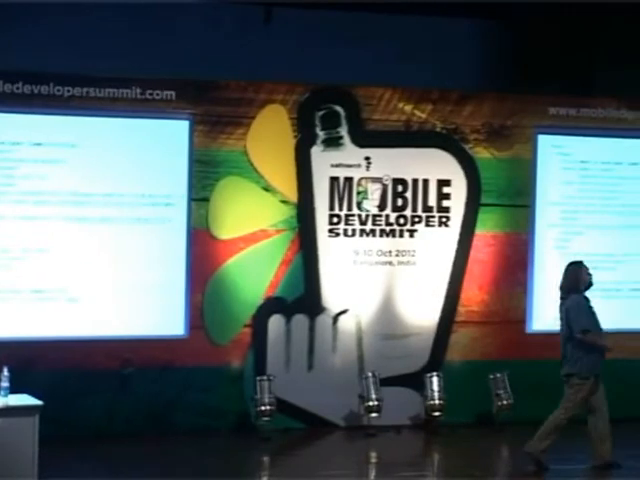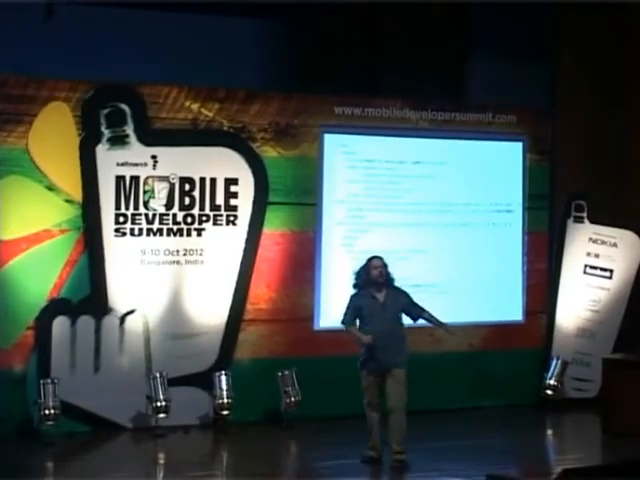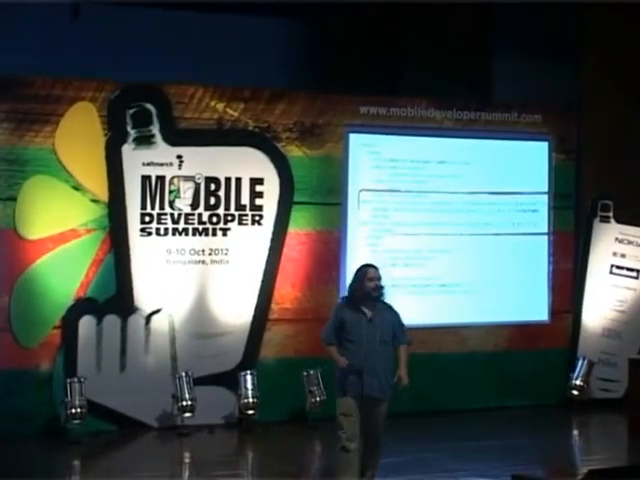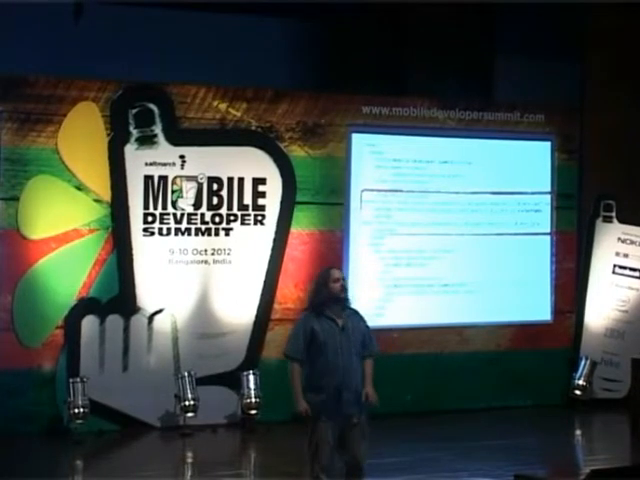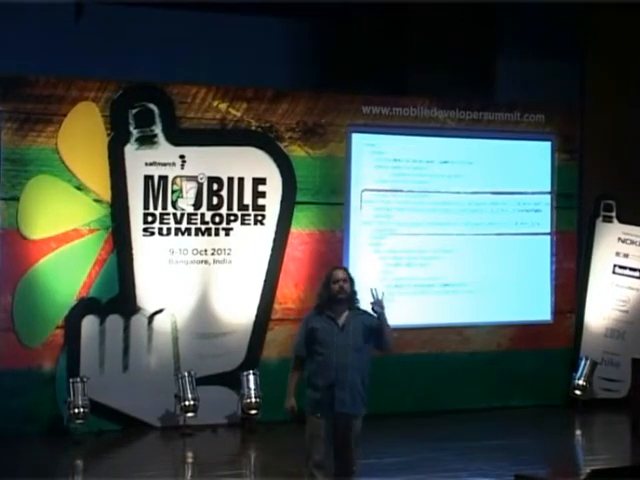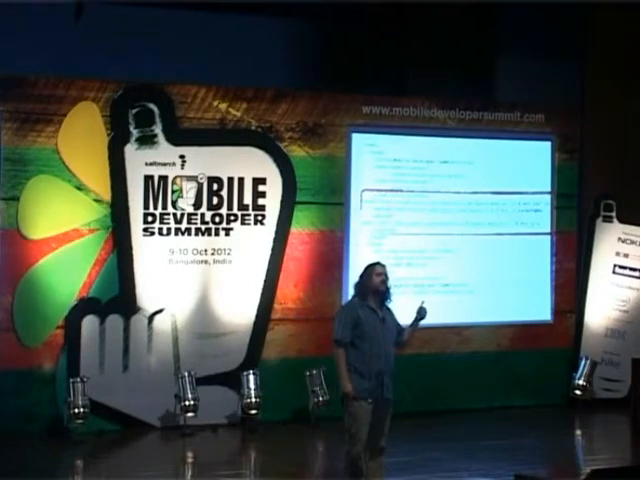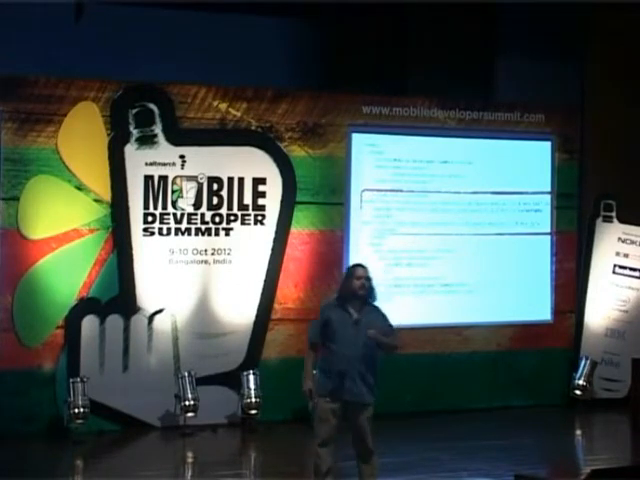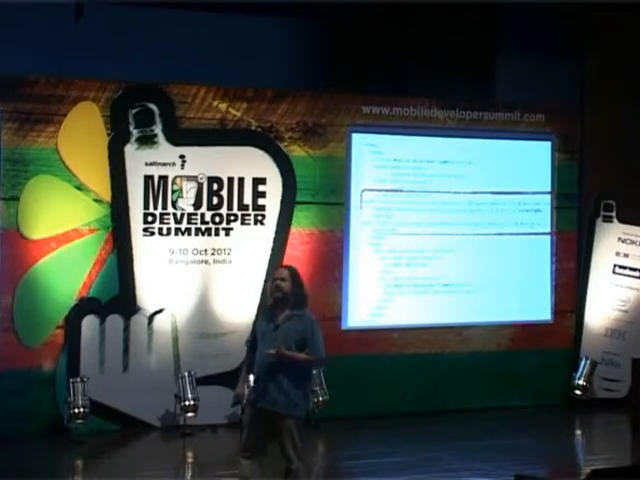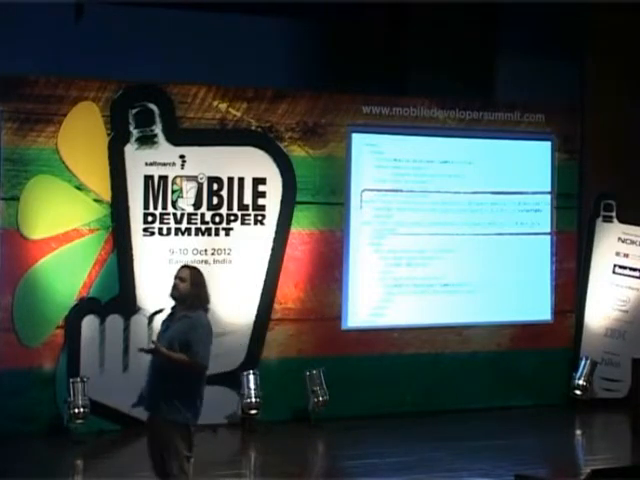So what does this end up looking like? Don't be scared. This is a whole screen full of code. Don't freak out, though. Here's what you have to include. You have to include three things. You have to include the jQuery mobile CSS. You have to include jQuery. And you have to include jQuery mobile.